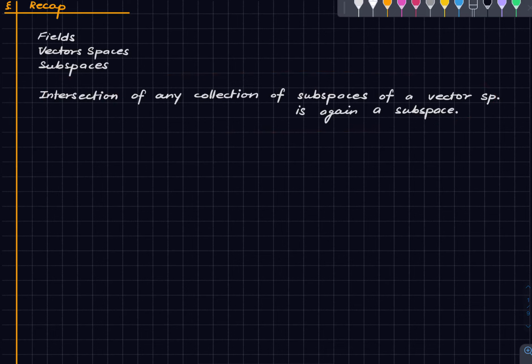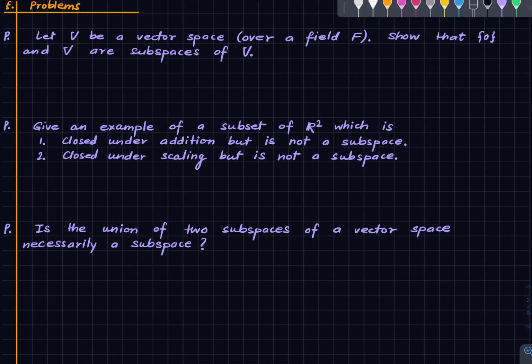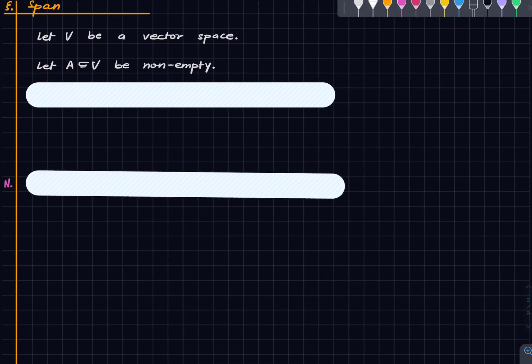All right. Here are some problems for practice. And now let us get started. Fix a vector space over some base field, that is not important, over some field F. Suppose we have a non-empty subset A of the vector space.